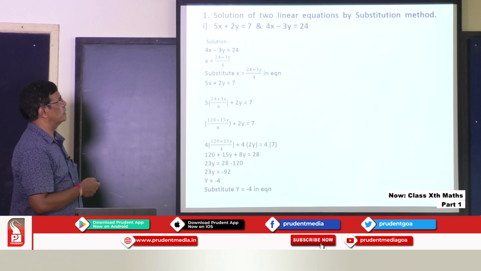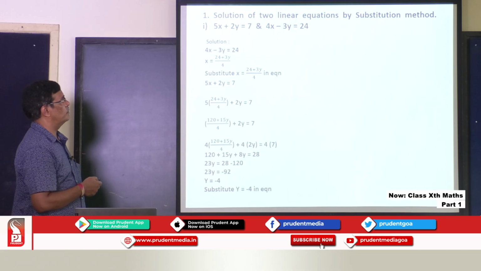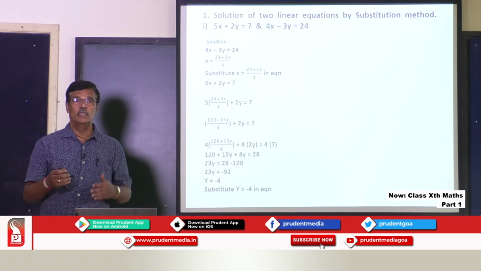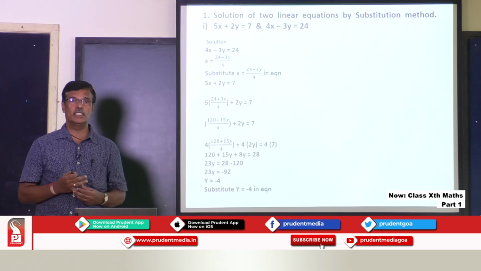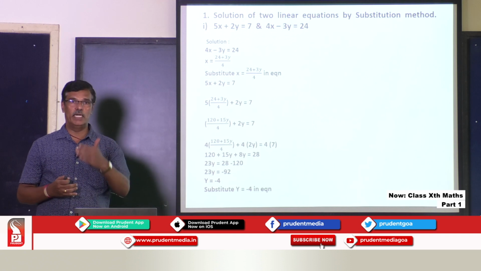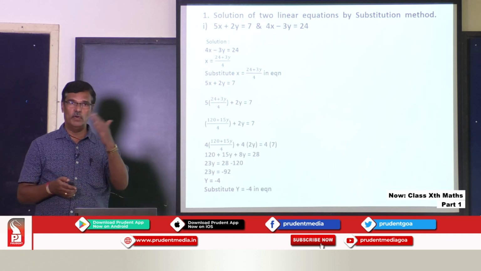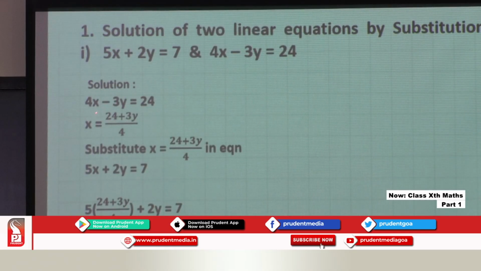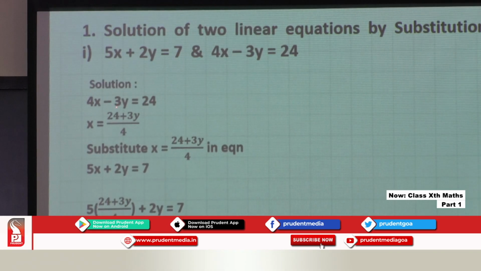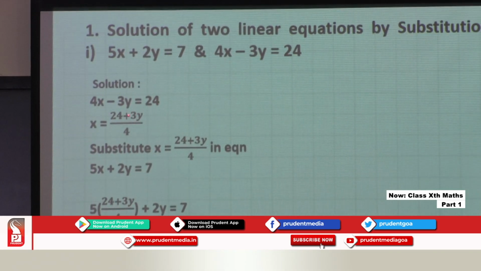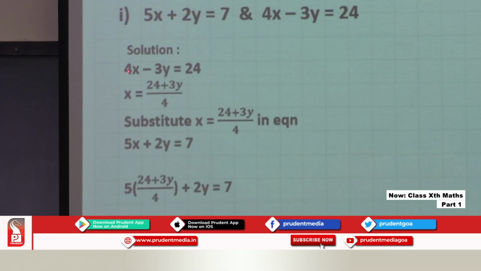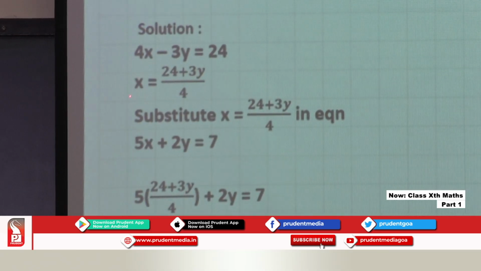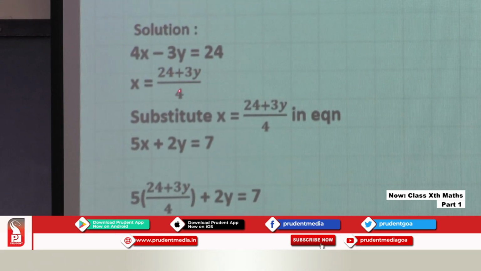Now, why have I taken the second equation here? Because the second equation is carrying a negative sign here. So, we know that mostly the minus sign is the most dangerous sign in mathematics. So, we have to handle this sign very carefully. To avoid that, I have taken the second equation here, 4x minus 3y is equal to 24. Now, here this minus 3y I have shifted to the right hand side, so it becomes plus 3y, and then this coefficient of x, 4, I have shifted to the right hand side. So, what I am getting here, x is equal to 24 plus 3y upon 4.